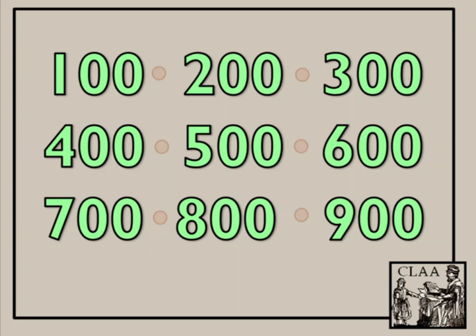Each one of these numbers has a certain number of hundreds. 200 has 2 sets of 100. 500 has 5 sets of 100. 800 has 8 sets of 100. 900 has 9 sets of 100. What comes next?